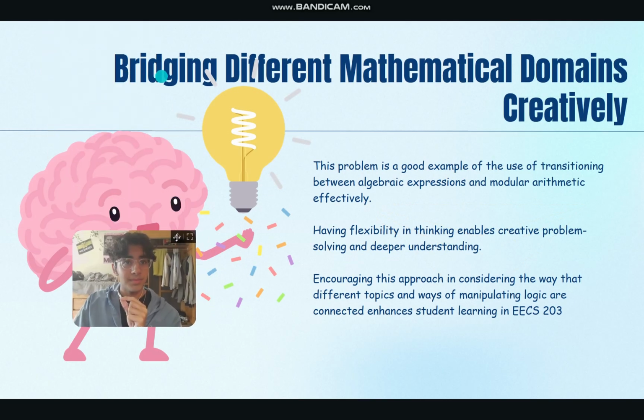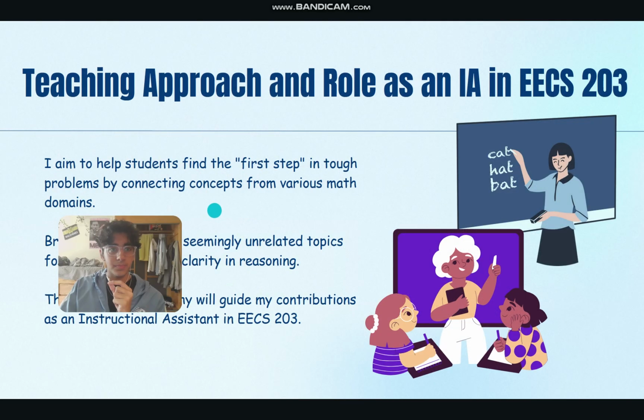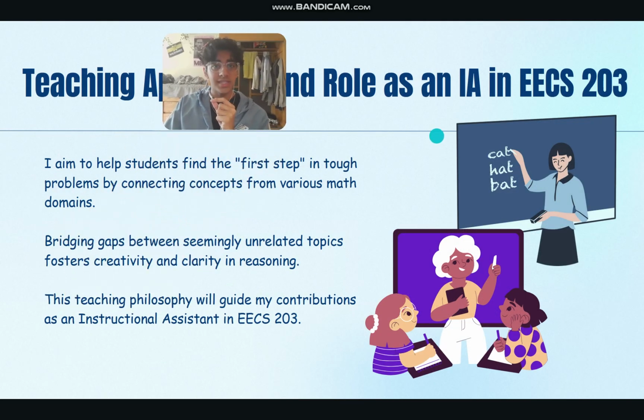And so, going back to that, bridging between different domains creatively is something that I would really like to help students work through, because I feel like having that flexibility in thinking helps you be more creative. It helps you approach these problems in different ways and grow your logic skills in general. My teaching approach, because of that, is to help students make that first step in problems by connecting concepts from various math domains.